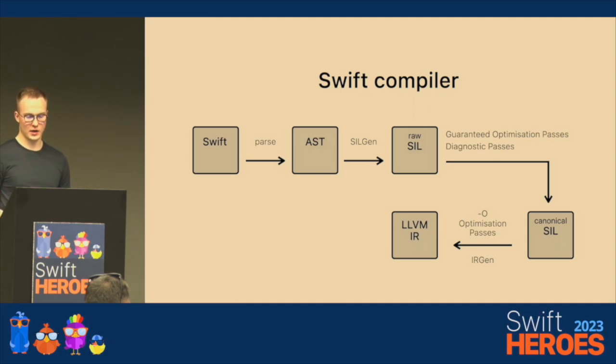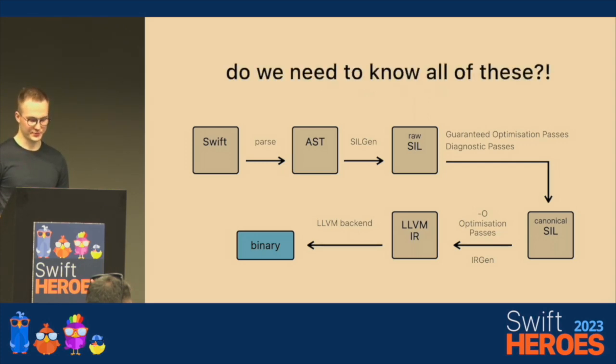And IRGen later lowers canonical SIL to the LLVM intermediate representation. Finally, the LLVM backend applies its own LLVM optimizations and runs the LLVM code generator. And finally, it emits binary code, which is the result of the whole build process, and it's the program that you wanted to build.